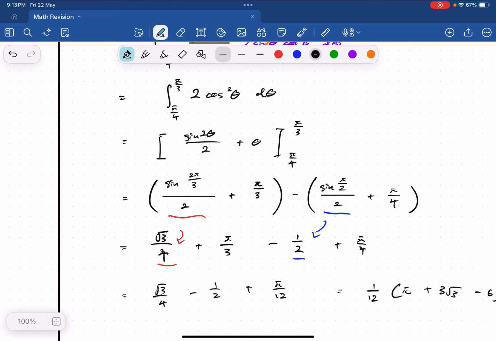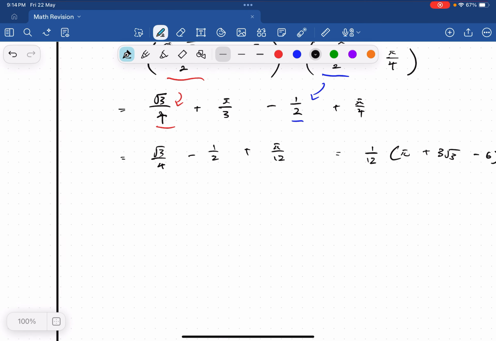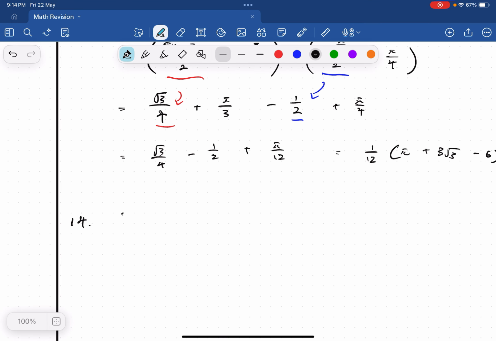So we have two more integrals to get through today. The next integral that I want to show you, both of these are actually from more recent papers. So this is actually from a JPJC prelim paper. Both integrals 14 and 15, which I will spend the remainder of this video doing, are from JPJC prelim 2021. This was actually a paper 2 question. So two integrals, part A, part B.